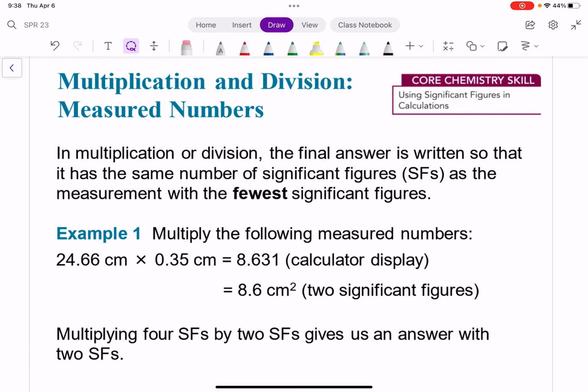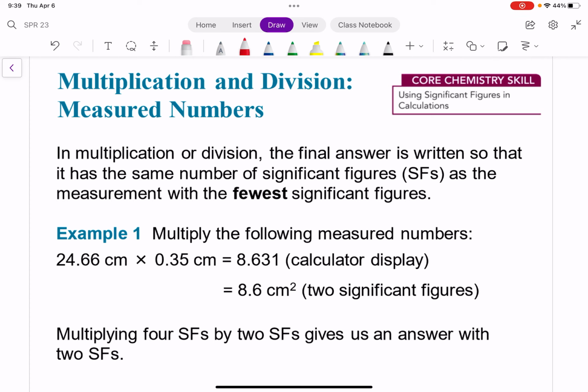So for multiplication and division of measured numbers, remember that anytime we're talking about sig figs, we're talking about measured numbers rather than exact. So when we're talking about multiplication and division, the final answer is always written so that it has the same number of sig figs as the measurement with the fewest sig figs. So that sounds confusing. Let's break it down.